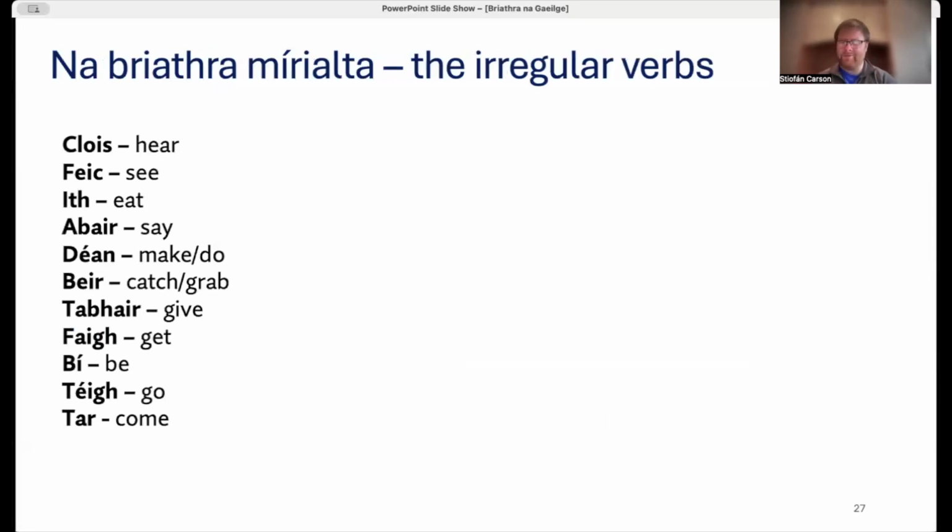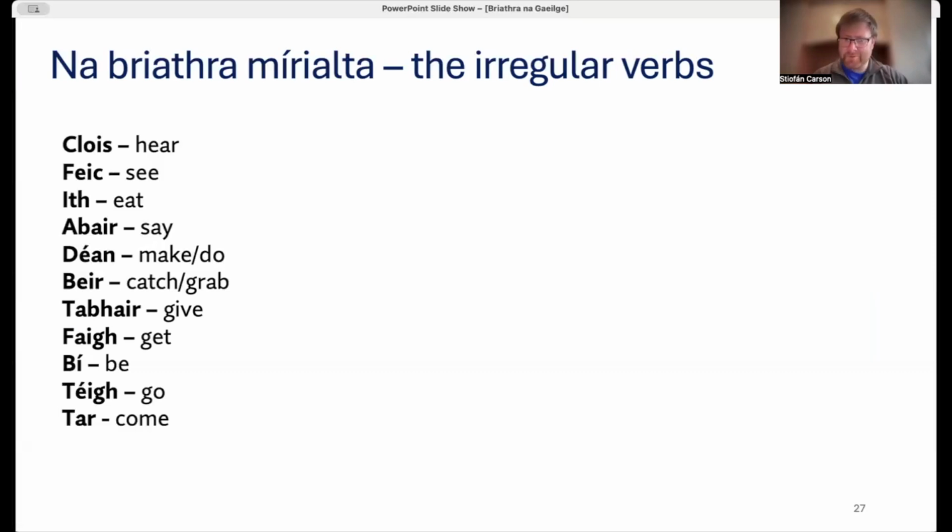Okay, and this is hard to tan the Briathra mírialta again. We have the irregular verbs. So we have clish, to hear, clish. We have feck, to see, feck. E, to eat, e. Aber, to say, aber. We have Jan, to make, Jan. We have bur, to catch or to grab, bur. We have tor, to give. We have fi, to get. We have be, to be. We have che, to go, and tar, to come. So clish, feck, e, aber, Jan, bur, tor, fi, be, che, agus tar.